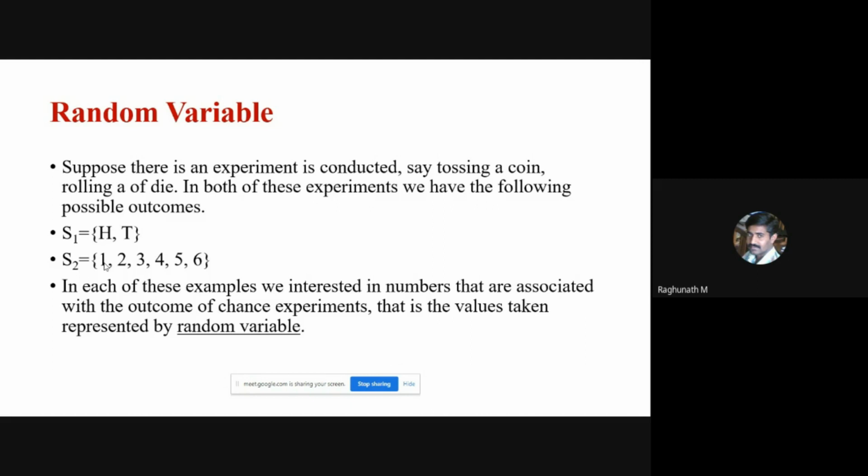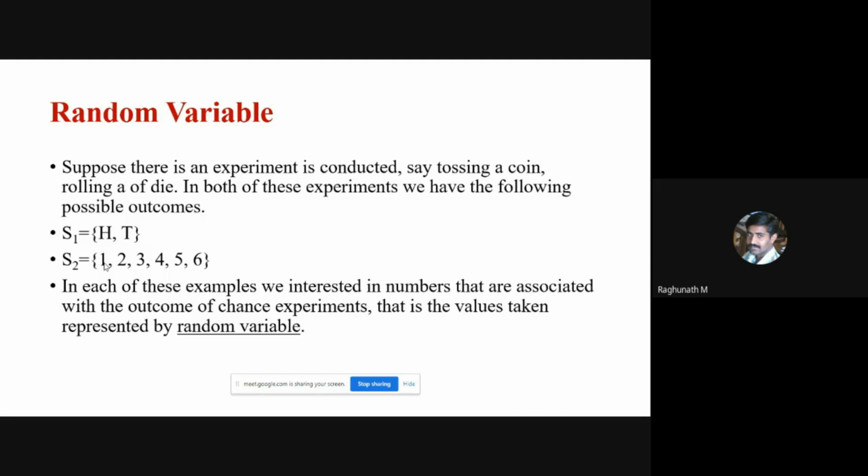Forget about the events. THHT both will yield 1, and the last one is 0. That is, if both the outcomes are tail, that time the number of heads will be 0. So my random variable will be taking the values 2, 1, 0, because my random variable is the number of heads.